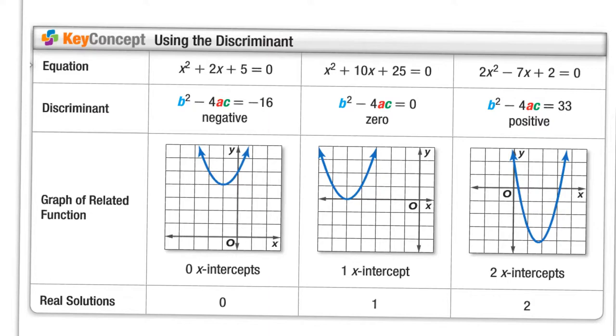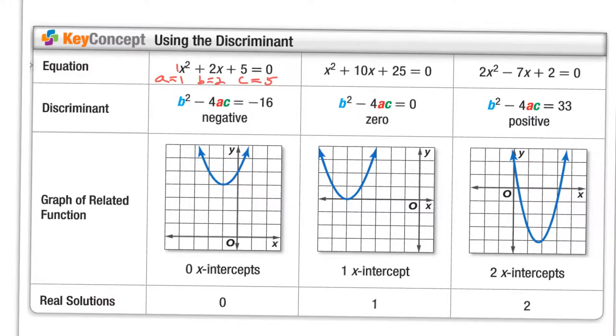So let's look at example number 1. Here we have the equation x squared plus 2x plus 5 equal to 0. So it is a quadratic equation because the highest exponent is 2. We want to solve for x, but first we want to know how many solutions and what type of solutions we're going to have. So the discriminant is what is inside of the square root, b squared minus 4 times a times c. In this equation, a is 1 from the x squared, b is 2, and c is 5.